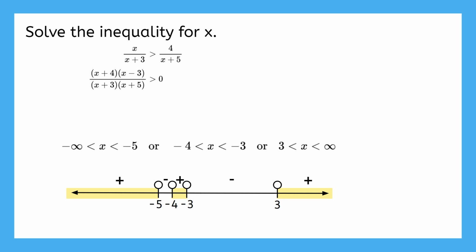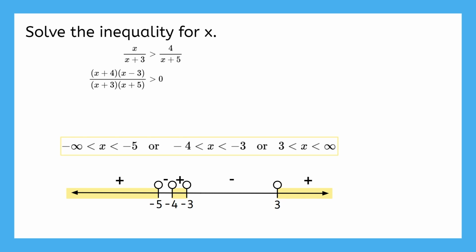Notice that since we didn't have any filled circles, we don't have any inequalities with equal to in them. Since we had 3 sections on our number line that worked, we write or in between all of them. This says that x is between negative infinity and negative 5, or x is between negative 4 and negative 3, or x is between 3 and positive infinity. Remember, infinity always uses inequality symbols without the equal to part.